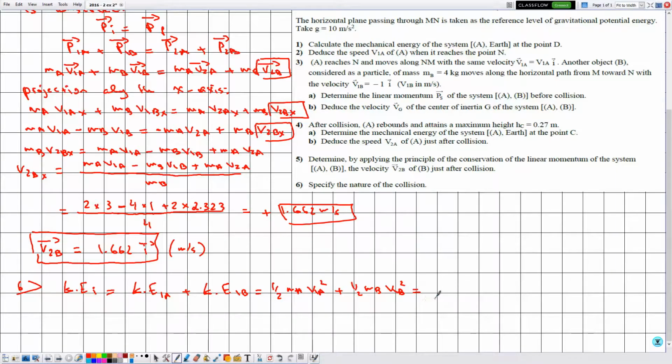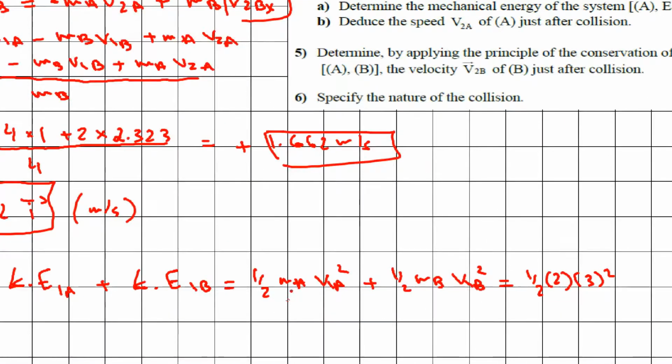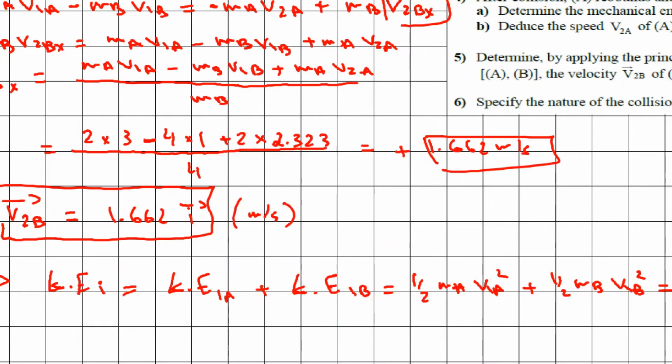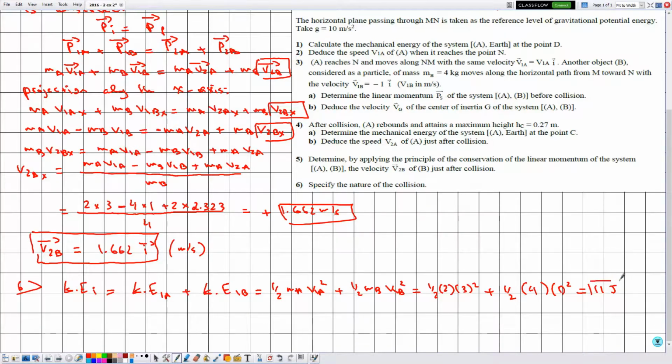Now let's replace the values. Here we have half times 2 multiplied by 3 squared, which is the mass of A and the speed of A at the point N, plus half the mass of B, which is given by 4, and the speed, because B was moving from M to N with the speed of 1, to the power 2. Now plugging this on the calculator, its value is given by 11. Since everything is expressed in the SI, we know that the unit of energy is joules. Now regarding the final kinetic energy after the collision, it carries the same label as the speeds, which is 2A, and the kinetic energy of B, which is kinetic energy 2B.